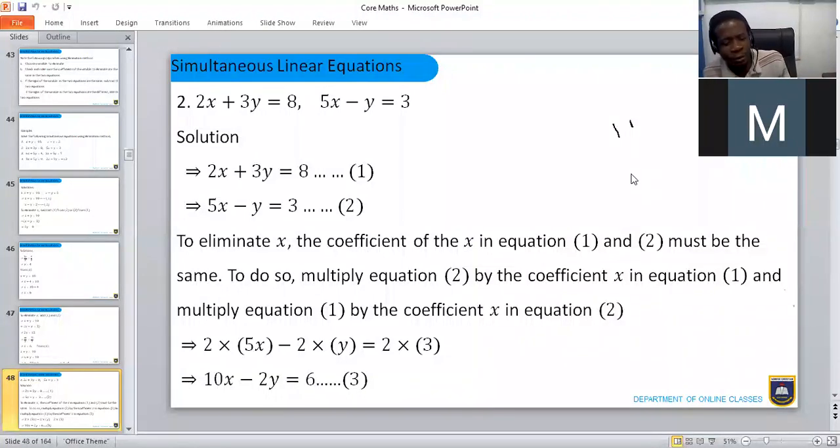So for that, we have to make sure that we make the coefficient of x the same. What we need to do is we take the coefficient of x in equation 1, that is 2, and multiply by equation 2. So I'll multiply equation 2 by 2. That is the coefficient of x in equation 1.